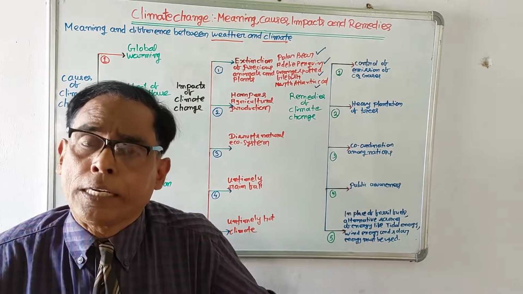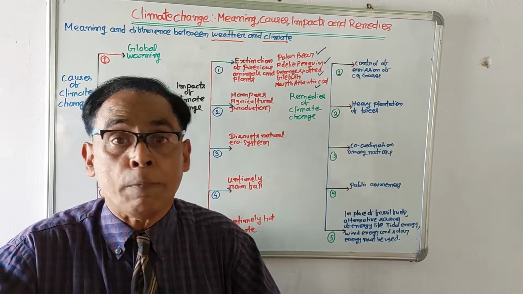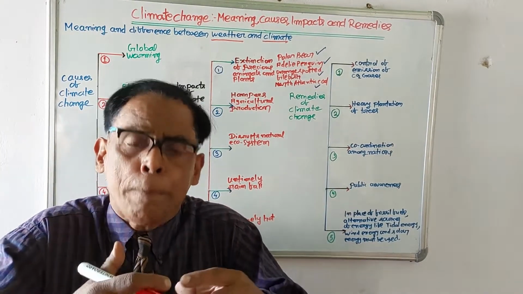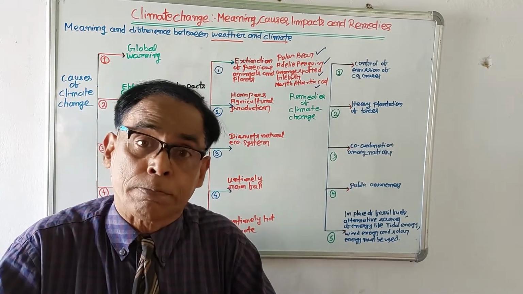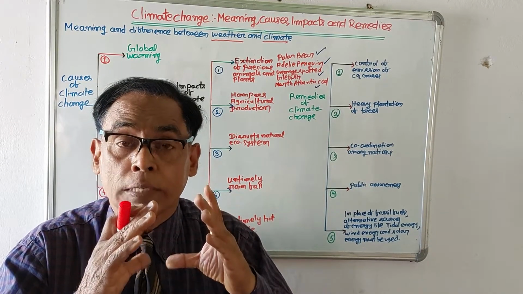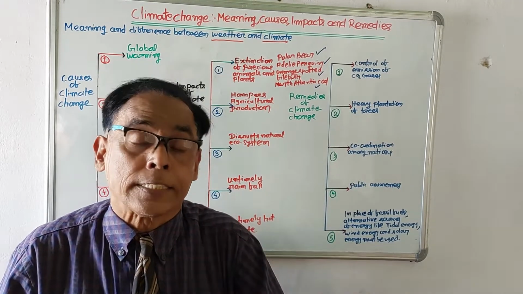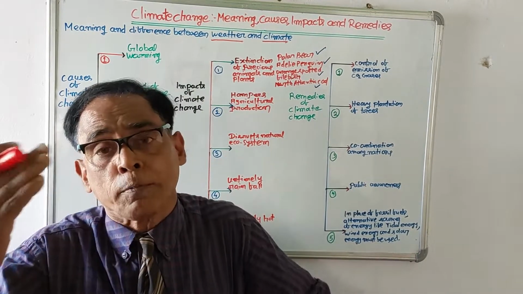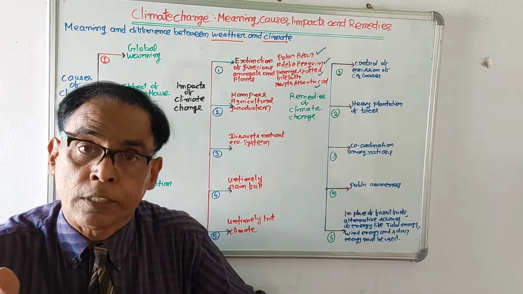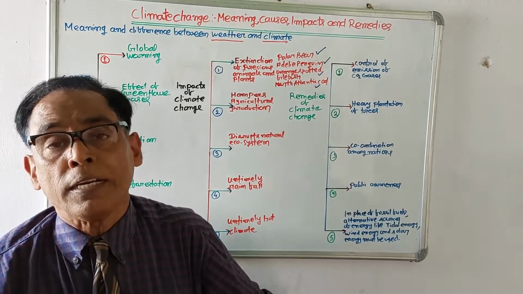Number four, public awareness. If people are made aware about the bad impacts of climate change, definitely people will take some steps by themselves. So climate change can be controlled. If people are conscious about the bad impact of climate change, definitely they will also take some steps at their level to control climate change. So climate change can be controlled by public awareness.